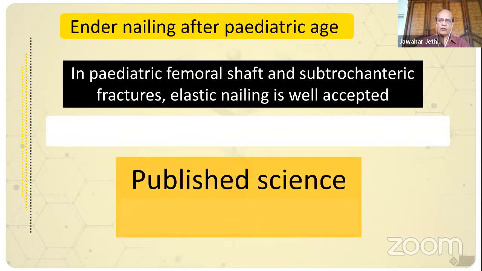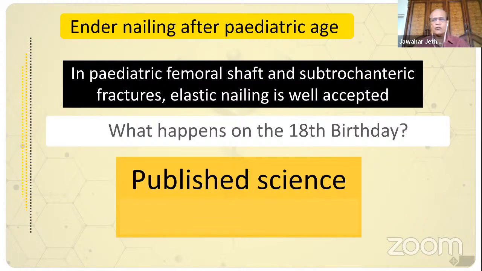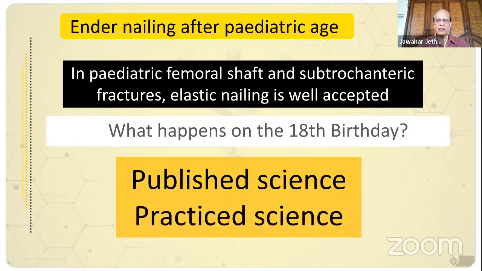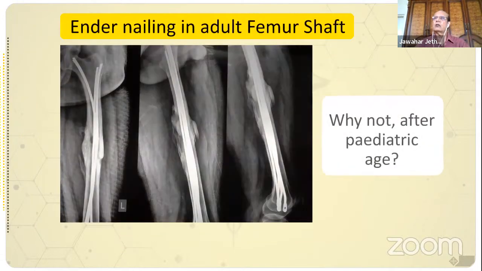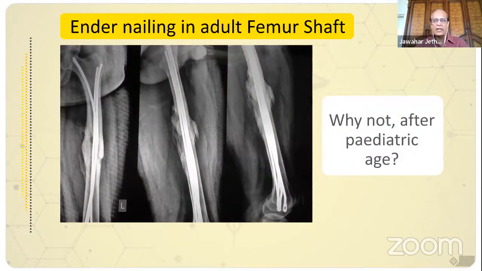So in pediatric femoral shaft fracture, subtrochanteric fracture, elastic nail is very well accepted. Multiple literatures are there. I don't know what happens on the 18th birthday. Why do we think that from 12 midnight, you are not fit for Ender nailing or elastic nailing? We have to think about the difference between published science and practice science, and overcome some of the indicated cases where you can use the routine implants and also the elastic nails.